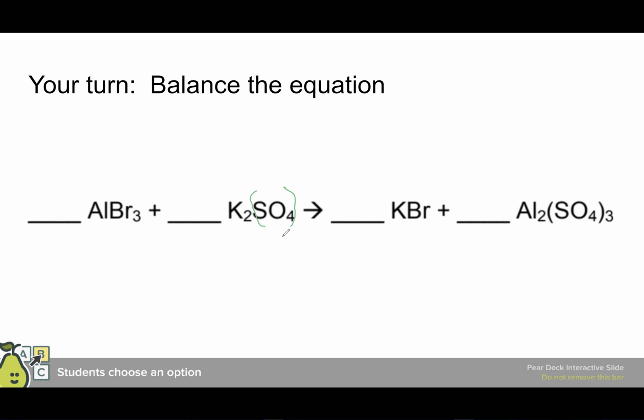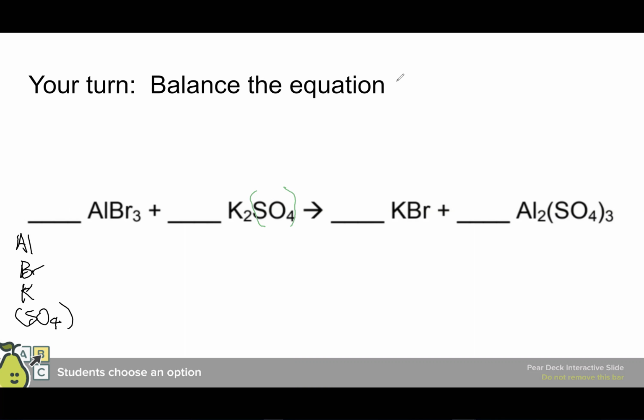So because of that, I'm going to treat it as one thing. That's the polyatomic ion that I'm treating as one thing. So step 1, write my elements over here on the left. I'll go aluminum, bromine. I'm just going across from left to right. Potassium is K. And then I'm going to use SO4 rather than as an element. I'm going to use it as one thing because that'll just make my life easier.